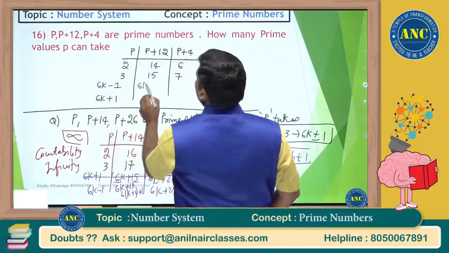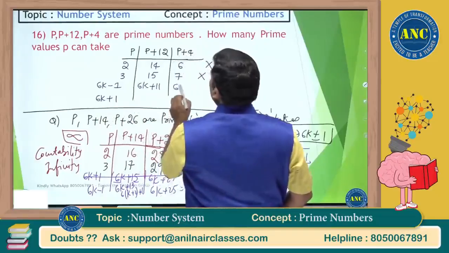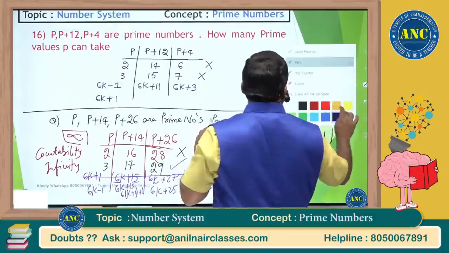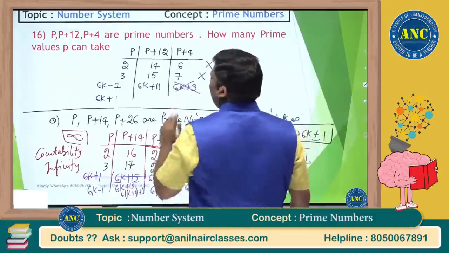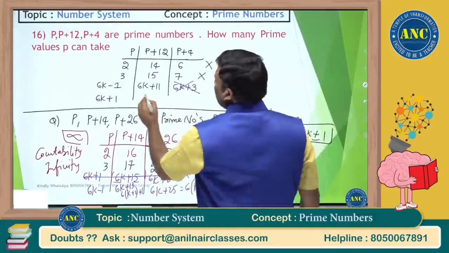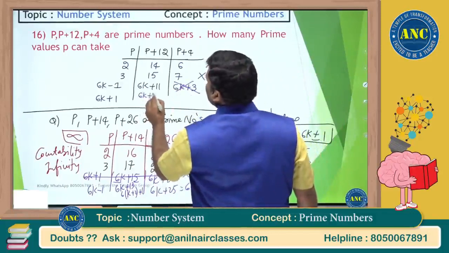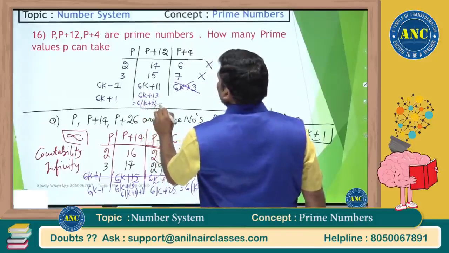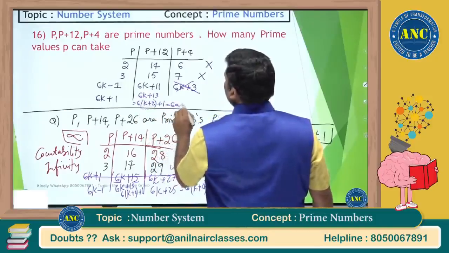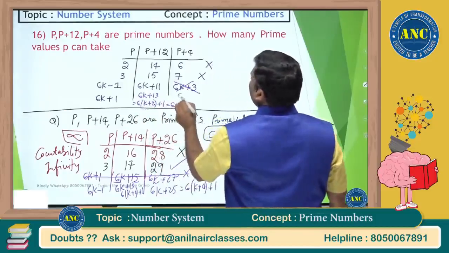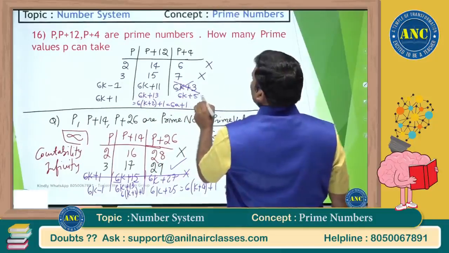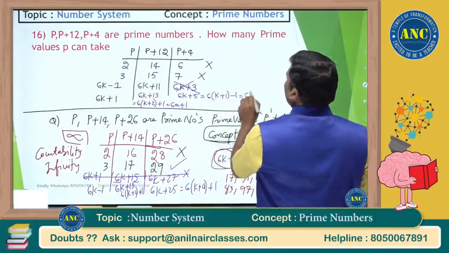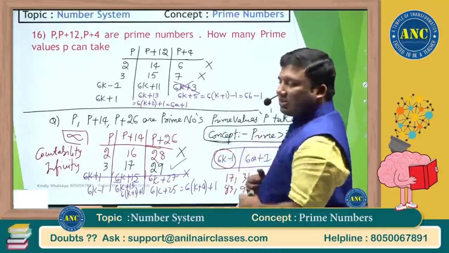6k minus 1 plus 12 is 6k plus 11. 6k minus 1 plus 4 is 6k plus 3. 6k is divisible by 3, 3 is also divisible by 3. 6k plus 1 plus 12 is 6k plus 13, which is 6 into k plus 2 plus 1, which is 6a plus 1. 6k plus 1 plus 4 is 6k plus 5, which can be written as 6 into k plus 1 minus 1, which is 6b minus 1.